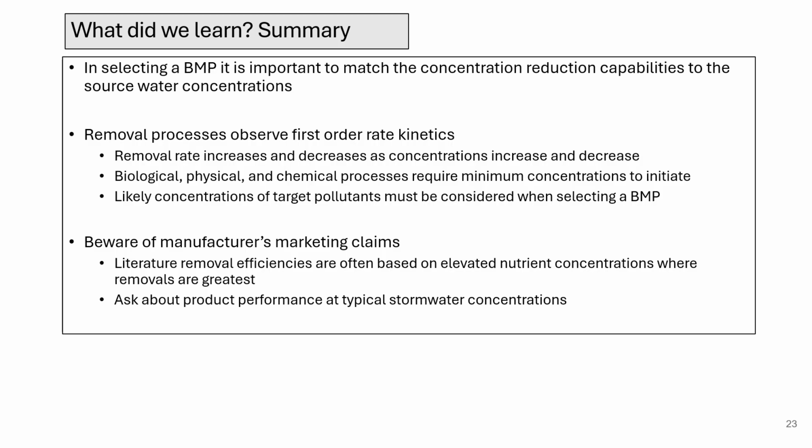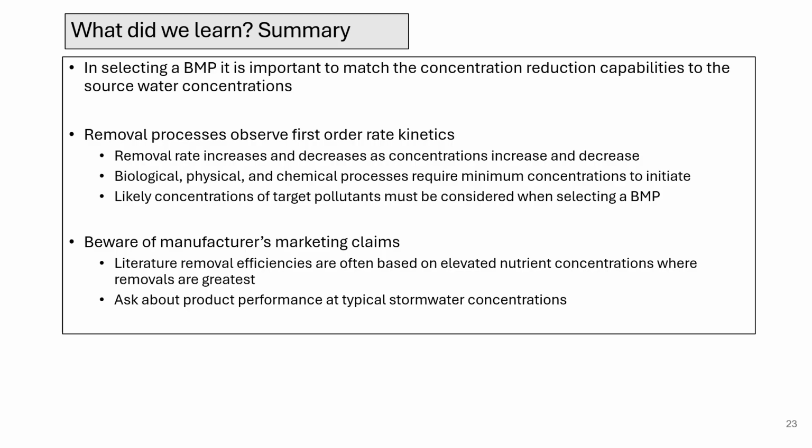Many removal processes operate based on first-order rate kinetics, which means the rate at which pollutants are removed will directly increase or decrease as their concentrations increase or decrease. It's also critical to remember that biological, physical, and chemical processes often require a certain minimum concentration of pollutants to even initiate effectively. Therefore, you must always consider the likely concentrations of your target pollutants in the source water when making a BMP selection. A key takeaway here is to exercise caution regarding manufacturer marketing claims.